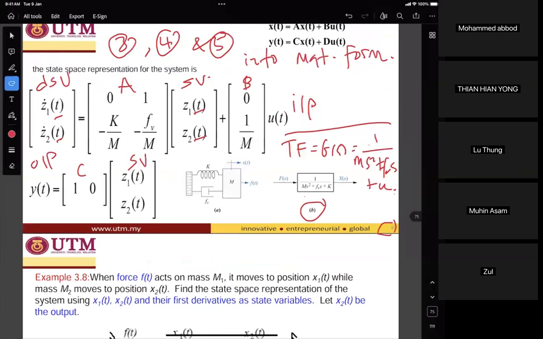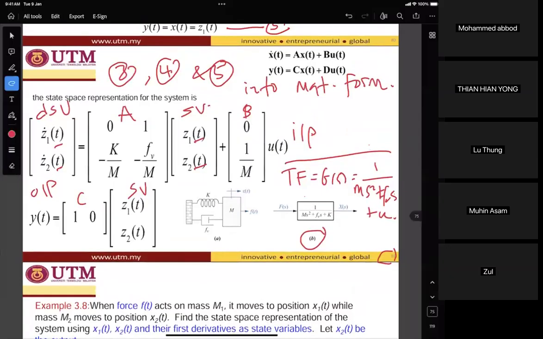Hian Yong, what is the difference between state space modeling and transfer function modeling? You look at the slide number 81.